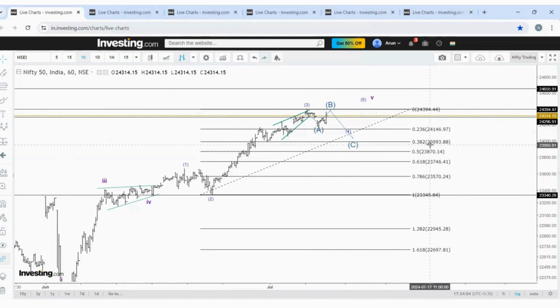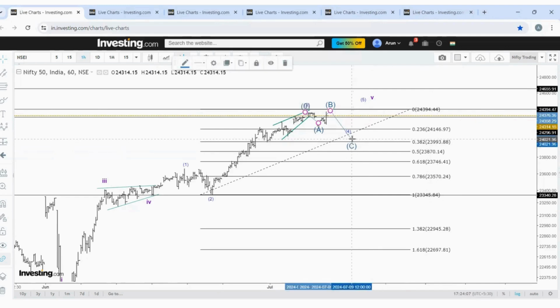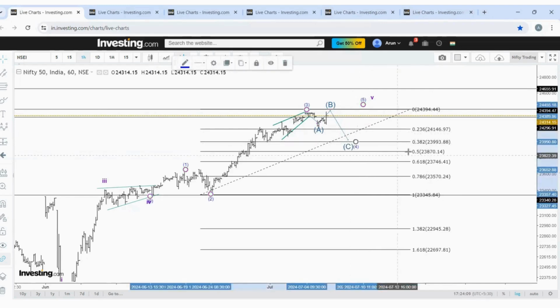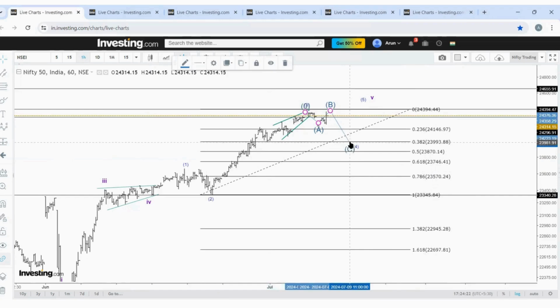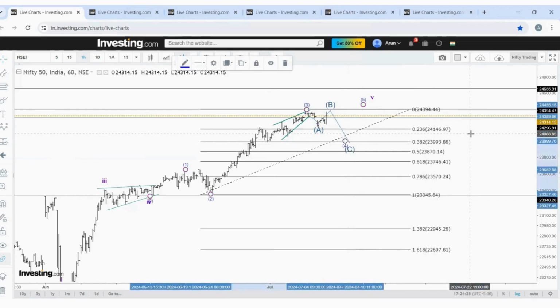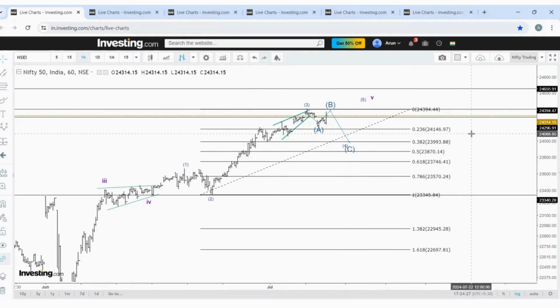So the maximum down for this wave 4 is 23,990. We have support here also. So 23,990 is the maximum correction allowed if it is wave 4. Crossing that 23,990 with speed, we go to the previous assumption that the impulse has been completed, because we are already in the important zone of 24,400.